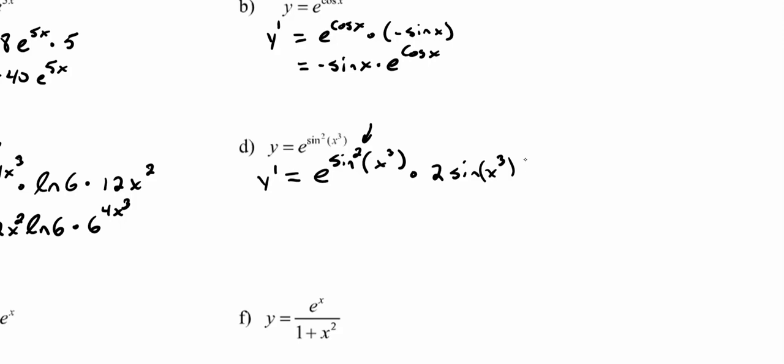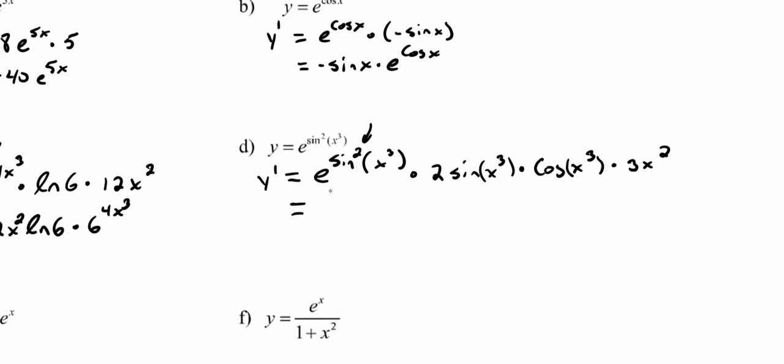And then now that we've done that, now we've got to take the derivative of the inside, which is sine x cubed. So that would be cos x cubed. Okay, and then we're not even done, because now we've got to take the derivative of that last inside, the very last one. So x to the power of 3, the derivative of that would be 3x squared.